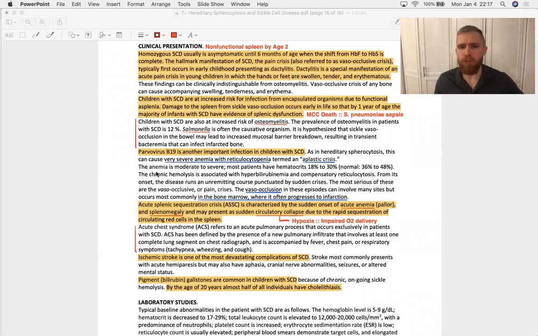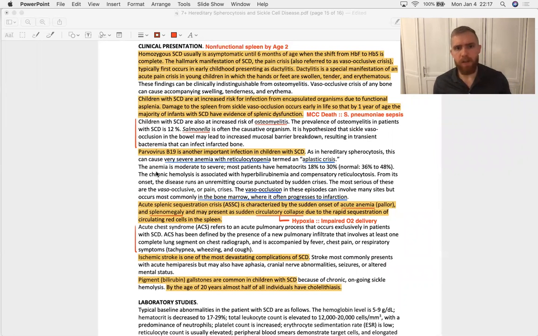And in fact, the most common cause of death in sickle cell disease is sepsis, particularly from strep pneumonia. So if the patient is running out of a spleen very early on in life, you need to get them Pneumovax, the strep pneumonia vaccine, as soon as you can to stop this from occurring.